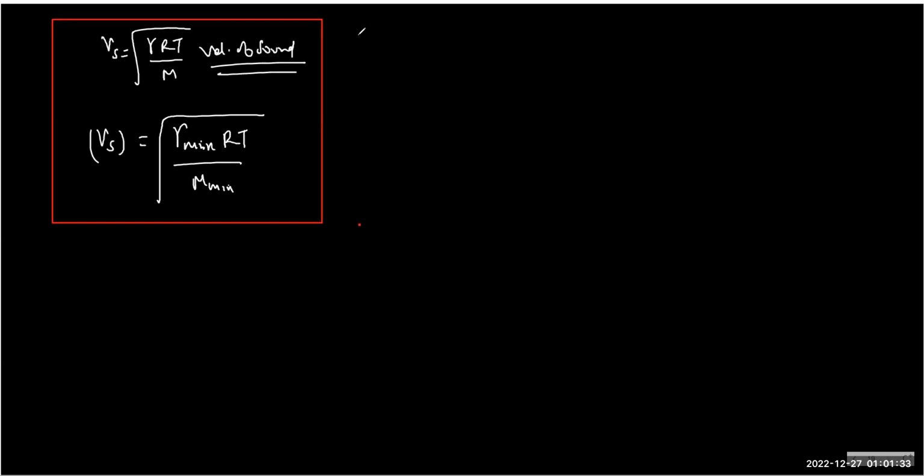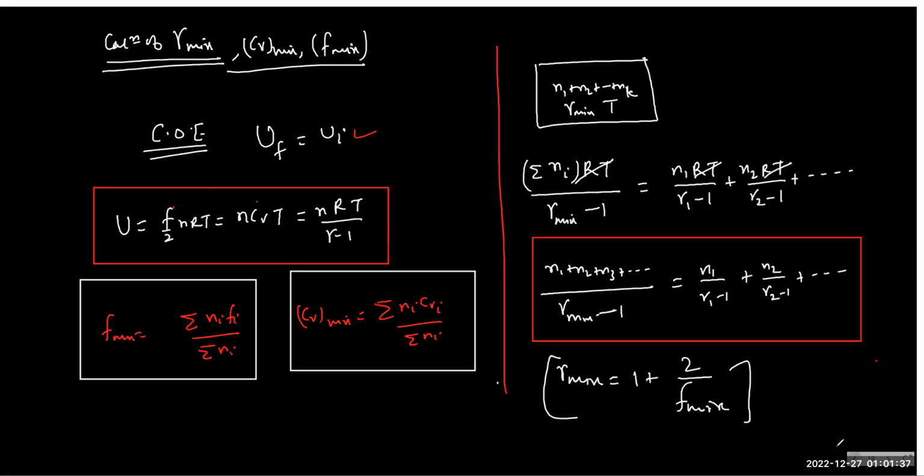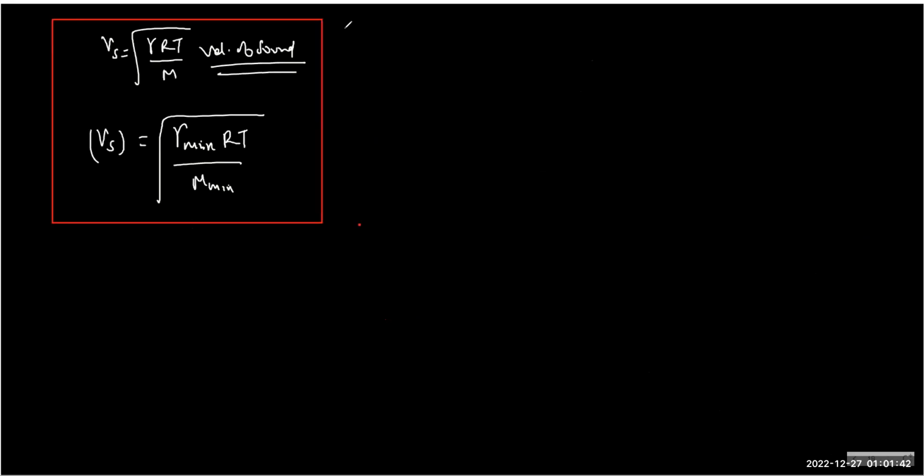Okay. And the last thing I wanted to give. U we can write as nCVT, or F by 2 nRT. So if you compare these two, you can say what is CV? CV is, n and T cancel, F by 2 R. This is also something you have to write when you need to find the relation.